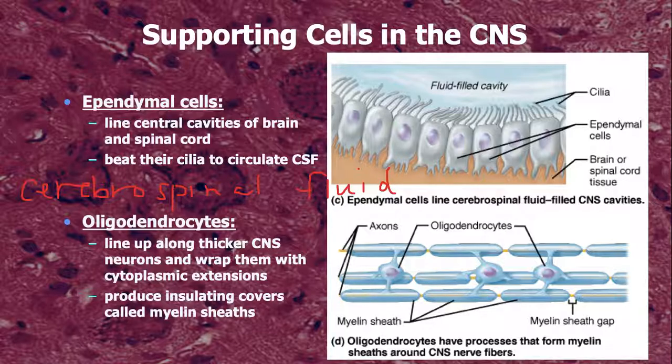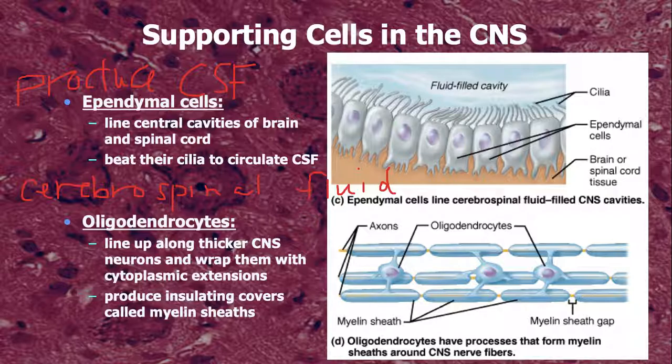Okay, so cerebrospinal fluid helps form that blood-brain barrier, so the blood doesn't get to the brain. The cerebrospinal fluid is the fluid that the brain sits in. But these ependymal cells help beat their cilia, which moves the cerebrospinal fluid around, which allows nutrients to get to the cells of the brain and waste to get away. These guys can also work in the production of cerebrospinal fluid. So they also help make cerebrospinal fluid.